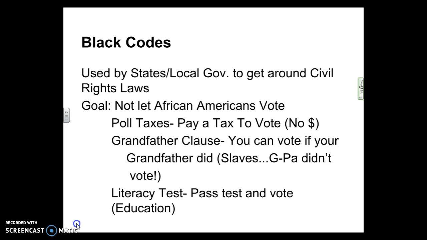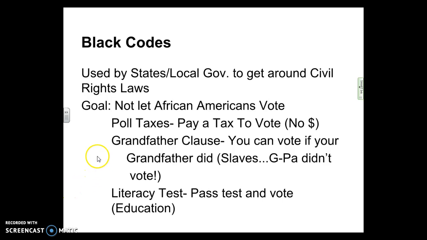So the three main types of black codes that existed were, first off, the poll taxes. This idea that you had to pay a special tax at the poll to cast your vote. It was effective because a lot of the African Americans were former slaves, didn't have a lot of money, and couldn't exactly afford to pay a bunch of money to vote when they could barely afford to buy food. And so that's why, no pay, no voting, and no money caused that problem.